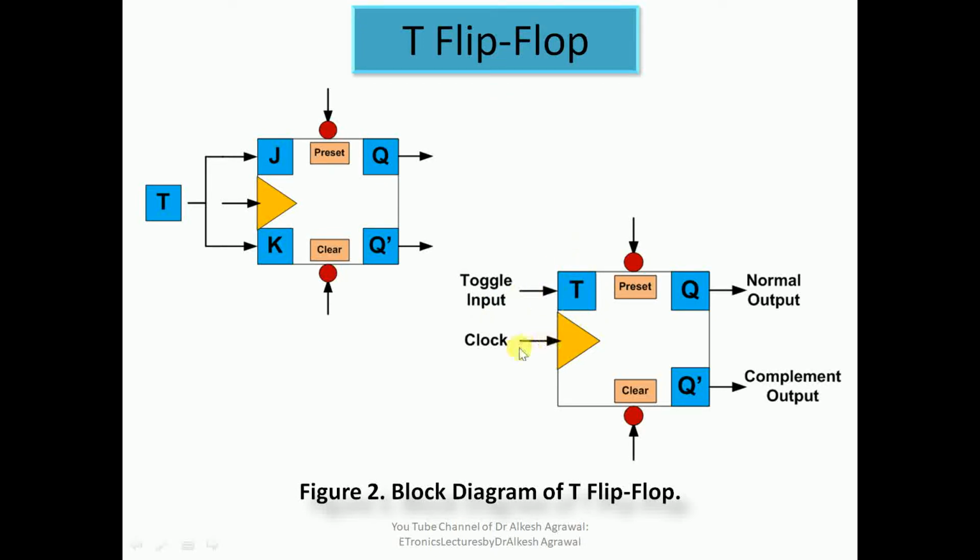Other than toggle input and clock input, we have preset input and clear input. Now this is the normal output and this is the complement output. So when this is 0, this is 1. When this is 1, this is 0.